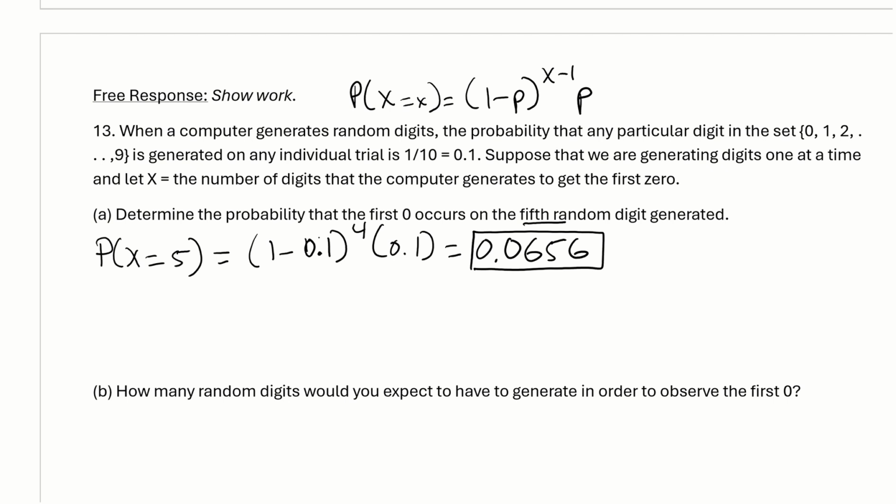You can also use technology and use the geometric CDF function or geometric PDF function. You have to use PDF because you have a specific value. And you can say p is 0.1 and x equals 5, and you would get the same result.